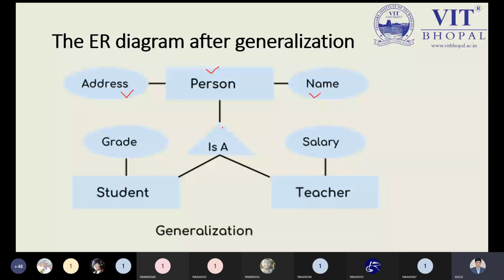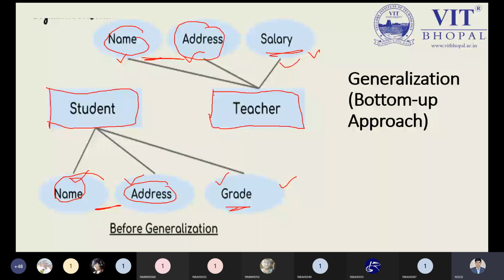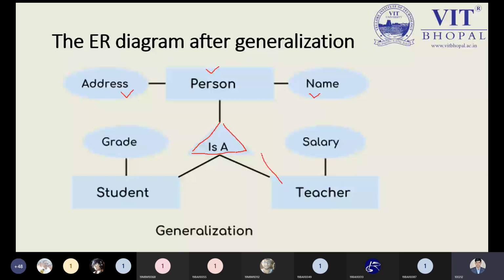And now you can see I'm using a disjoint symbol. From this disjoint symbol, we can say student is a person and teacher is a person. So I'm categorizing these two entities in a different way. Student has just the common attributes, name and address, and teacher also has the same thing. So we can understand teacher is a person, of course, and it has a name and address.